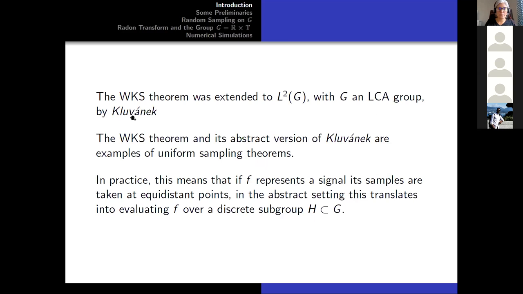es conocida, fue dada por Klubanek, que extendió la versión del teorema de Shannon a los grupos abelianos localmente compactos, y tanto el teorema de Shannon como la versión abstracta de Klubanek son ejemplos de muestreo uniforme.